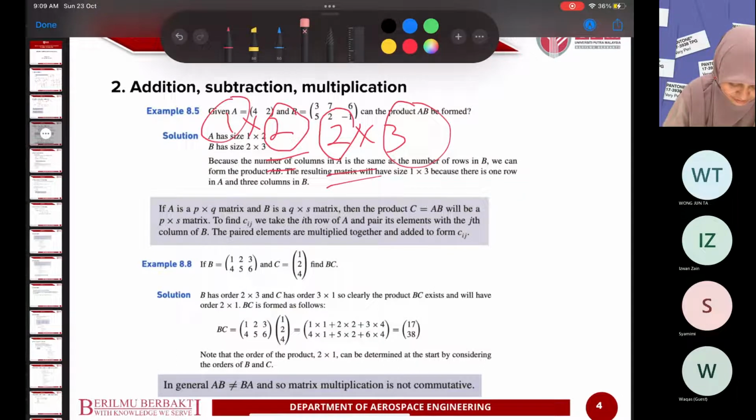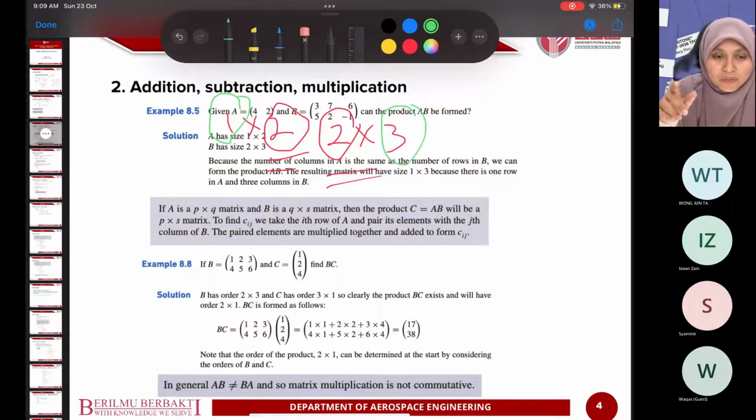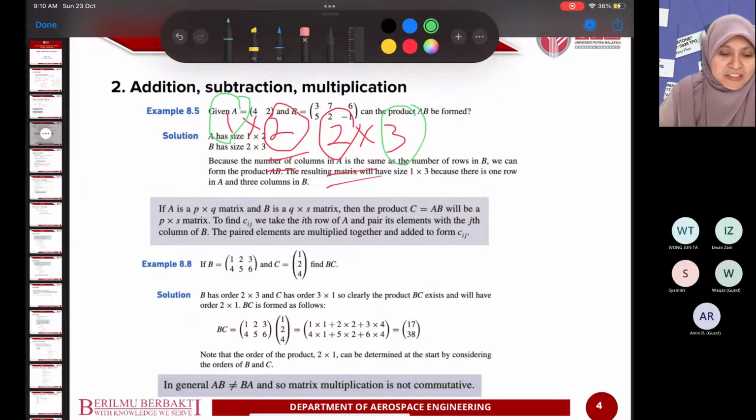The size of the product will be the number of rows of matrix A and the number of columns of matrix B. For the example 8.8 below, B and C, you have a 2 times 3 matrix and a 3 times 1 matrix, so the product BC will be 2 times 1. So we know directly the size of the product.